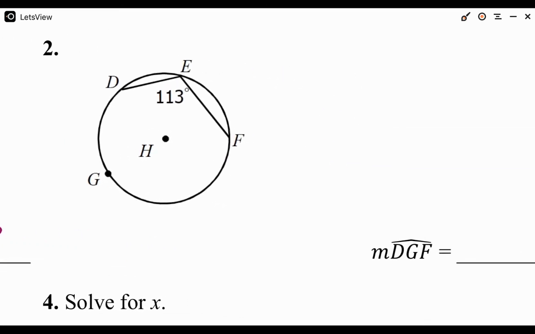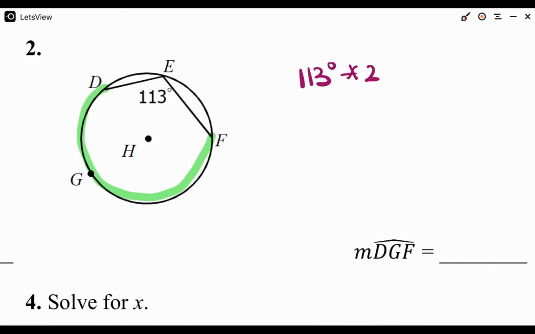Number 2, so we know that our angle is 113, but we want the arc measure, DGF. So we do 113 degrees times 2. That's going to give us that measure. So 113 times 2. That means that the degree of this arc is 226 degrees.